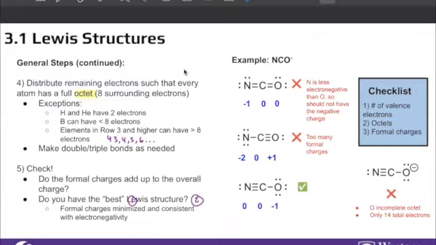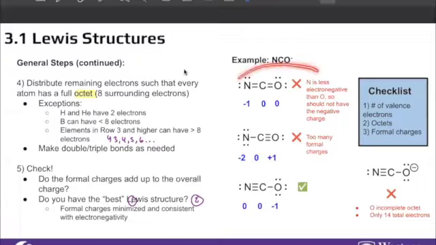You also want to check that everything has a full octet, or if it is one of the exceptions, that it follows those rules. And then finally, you want to do a check of those formal charges, so seeing if they're minimized and checking if they're consistent with electronegativity.